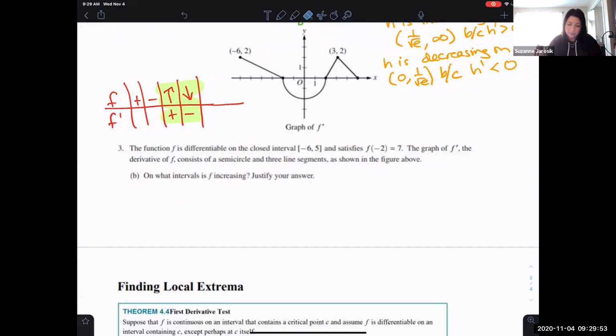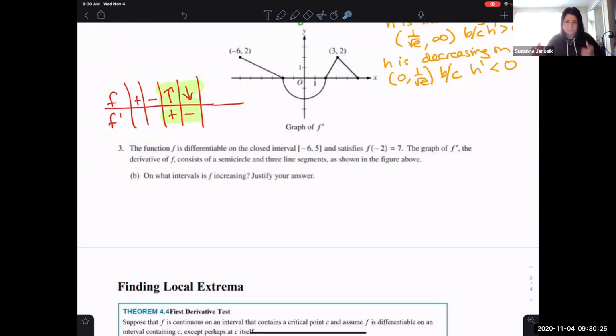Okay, I'm going to continue where I left off with the AP question we were about to talk about. The function f is differentiable on the closed interval of -6 to 5 and satisfies f of -2 equals 7. The graph of f prime, the derivative of f, consists of a semicircle and 3 line segments, as shown in the figure above. On what intervals is f increasing? Justify your answer.